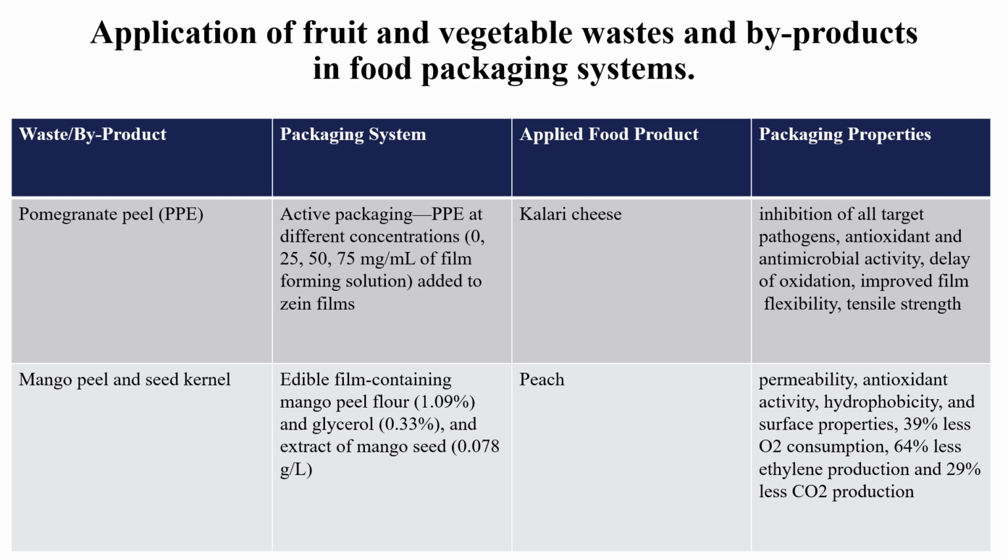Next, the mango peel and seed kernel. The mango peel and seeds are made into films for packaging peaches, helping extend their freshness. The packaging material made from mango peel is effective in antioxidant activity. The permeability is high, with hydrophobicity and surface properties. 39% less O2 consumption and less CO2 production is seen with this mango peel packaging material.